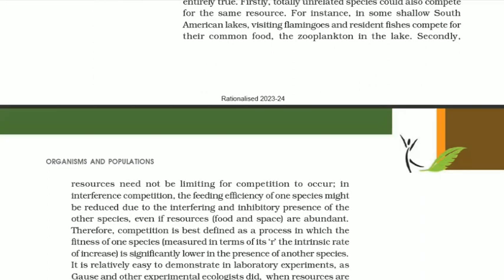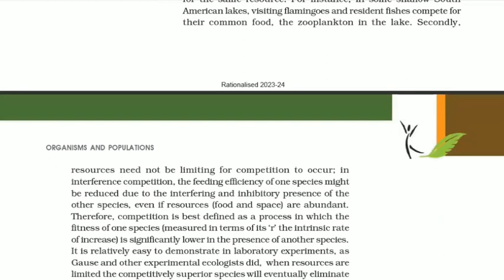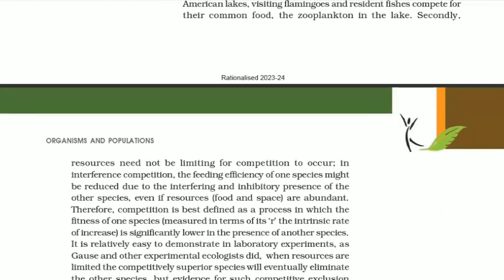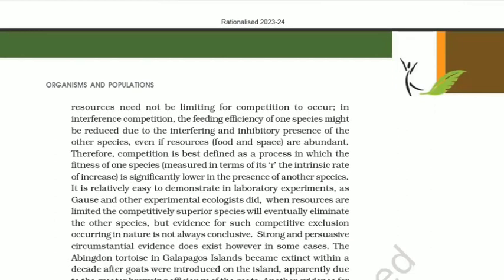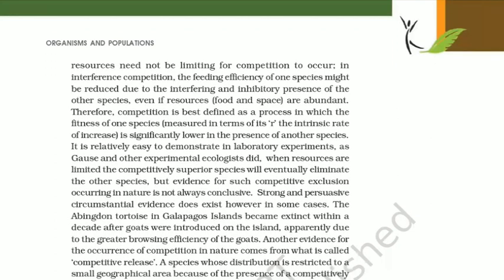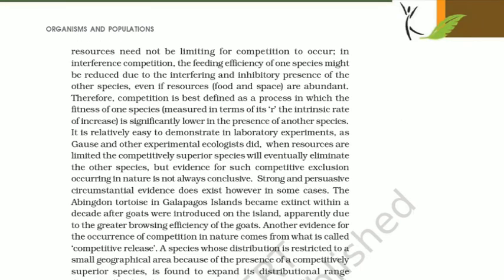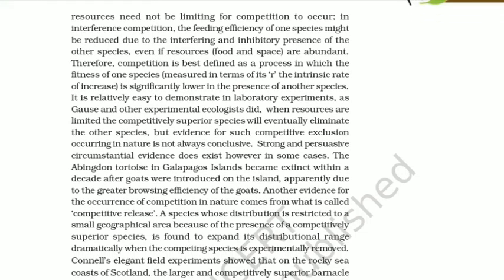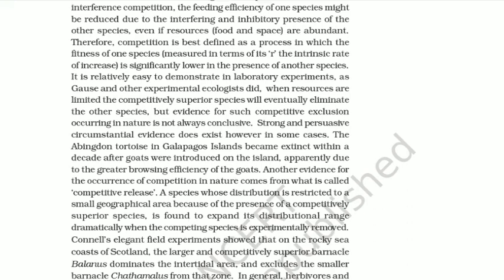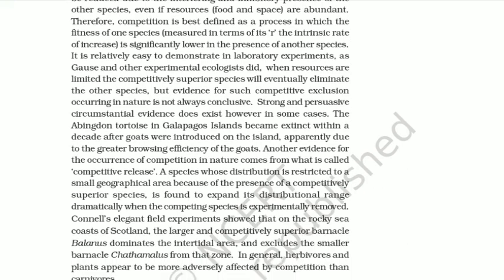Firstly, totally unrelated species could also compete for the same resource. For instance, in some shallow South American lakes, visiting flamingos and resident fishes compete for their common food, the zooplankton in the lake. Secondly, resources need not be limiting for competition to occur. In interference competition, the feeding efficiency of one species might be reduced due to the interfering and inhibitory presence of the other species, even if resources, that is food and space, are abundant.